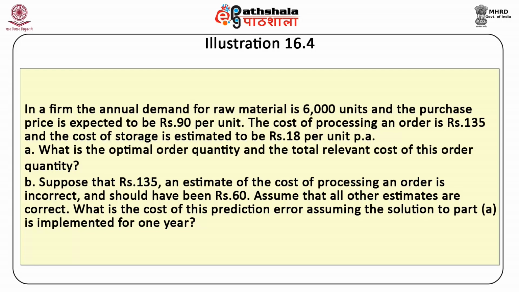Suppose that the estimate of rupees 135 for the cost of processing an order is incorrect and should have been rupees 65. Assume that all other estimates are correct. What is the cost of this prediction error, assuming the solution to part A is implemented for 1 year?